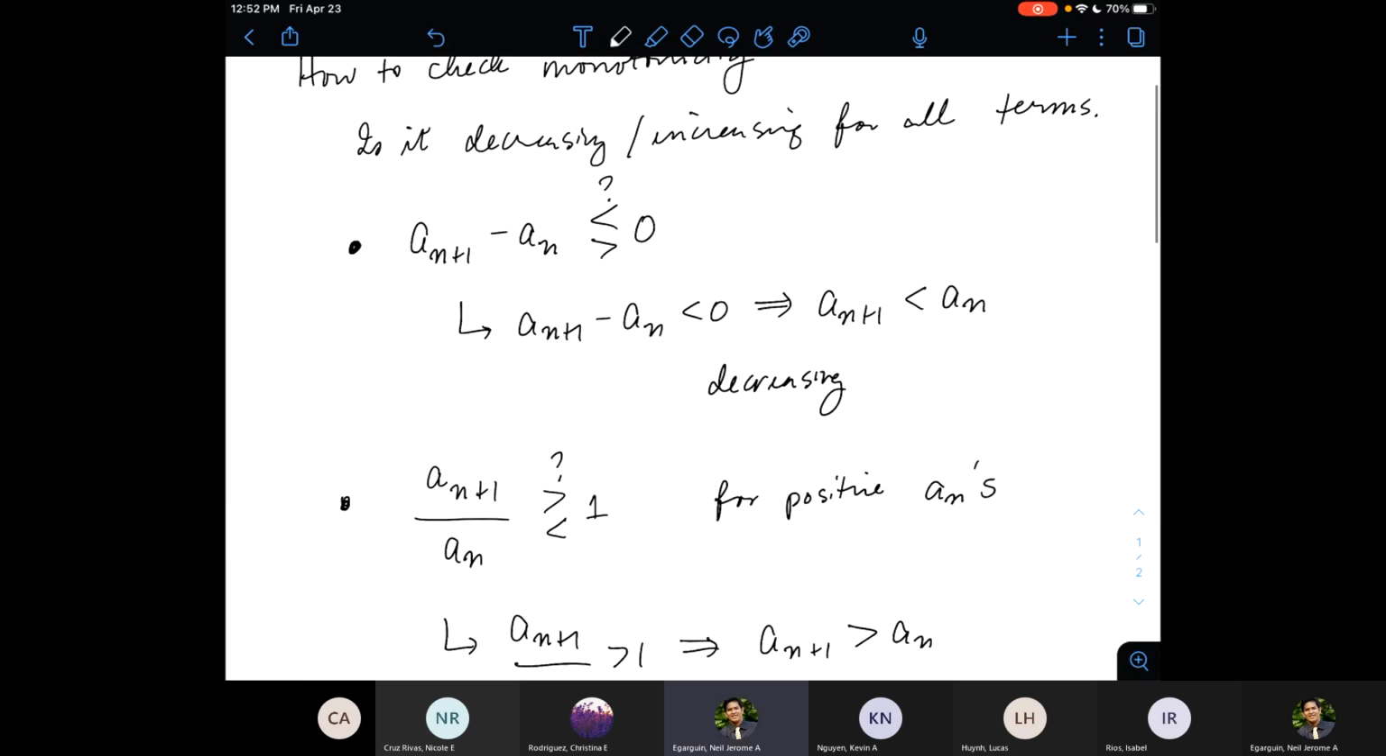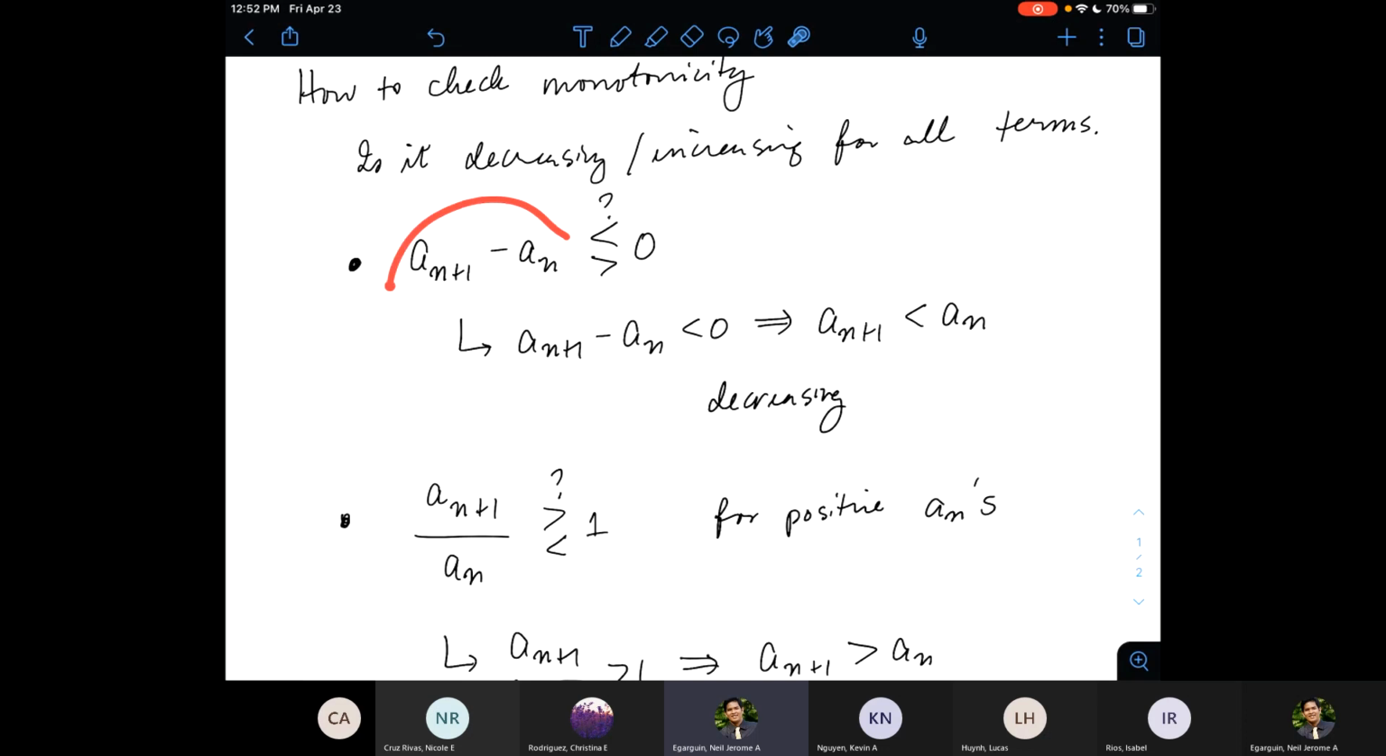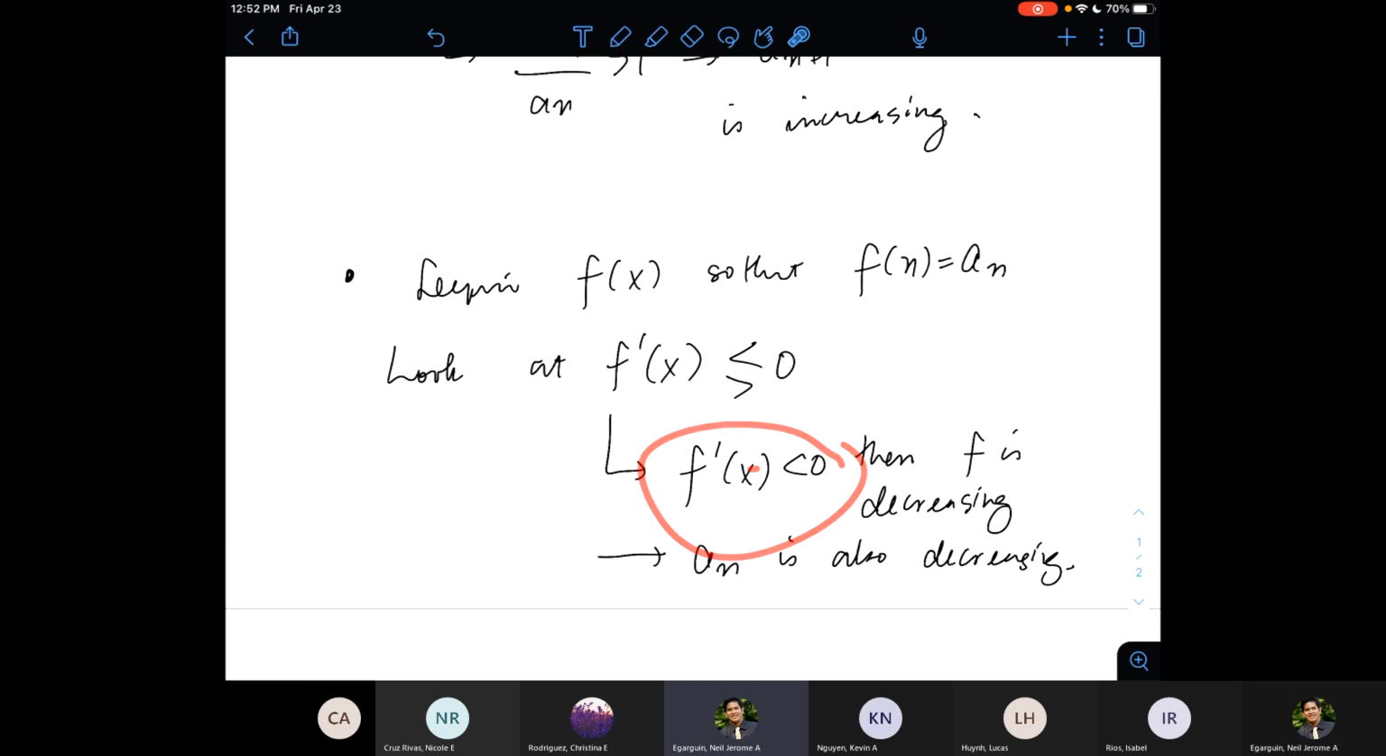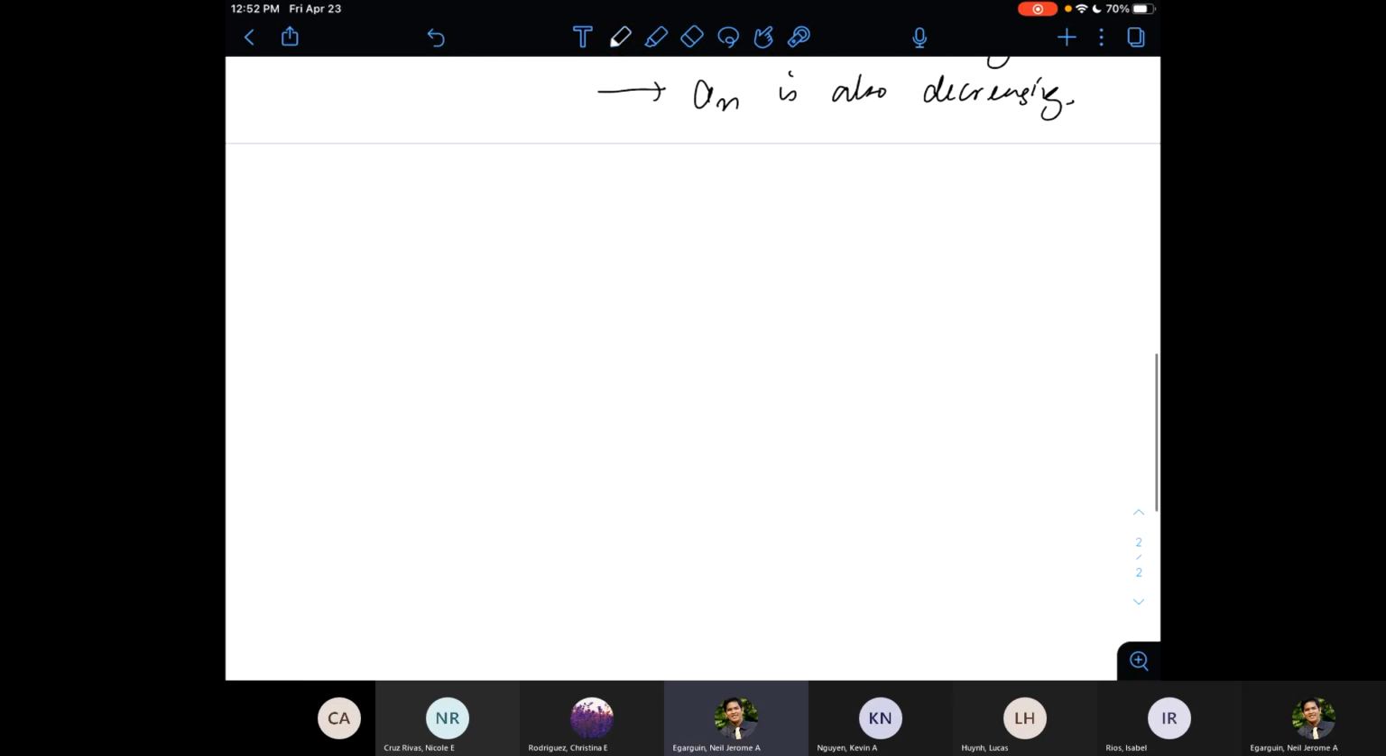So if checking the difference or the ratio of a sub n is hard to do, then you can take the derivative. Most of the time I find it easier to find the derivative and observe whether it is positive or negative to conclude that it is monotonic increasing or monotonic decreasing. All right.